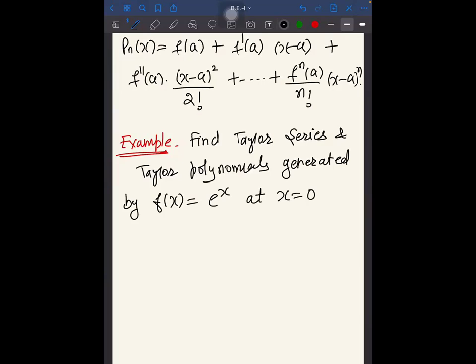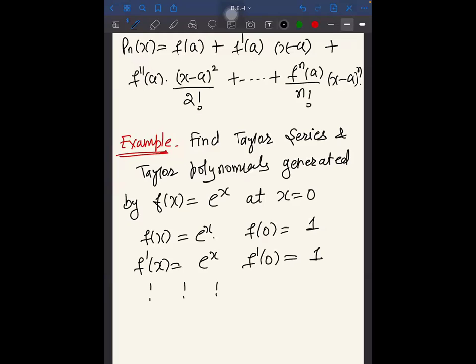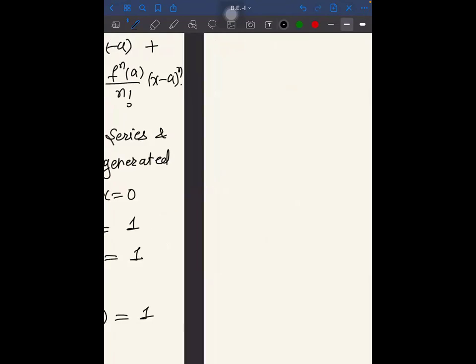So now how should we evaluate it? We need the derivatives, right? First of all, we have f of x, that is e to the x. And what about f of 0? That is 1. And what is f dash x? Again e to the x. And f dash 0 is again 1. So we'll keep on doing like this. We know that the nth derivative will be equal to e to the x, and the nth derivative at 0 will be equal to 1.